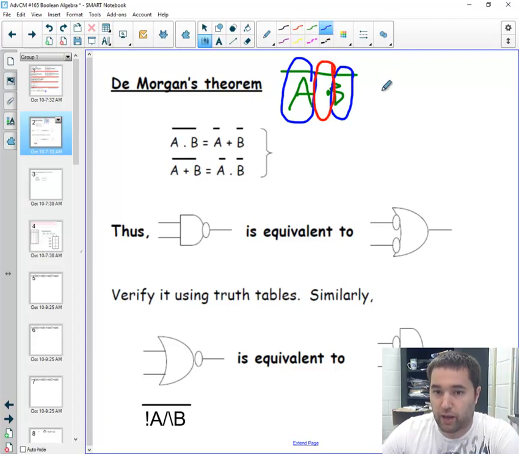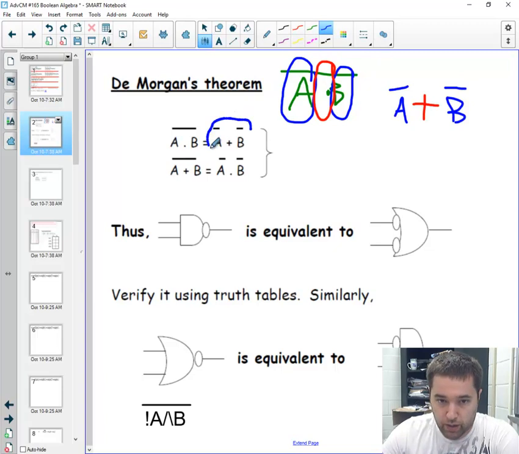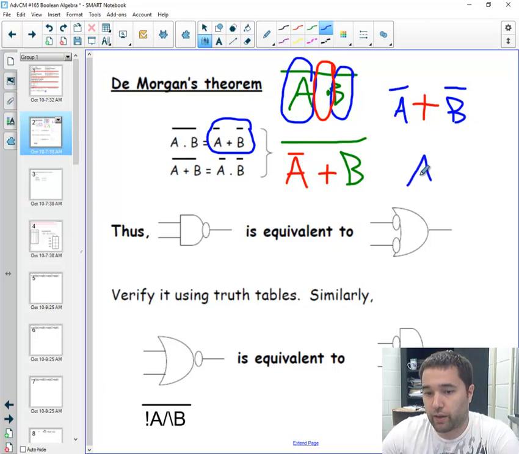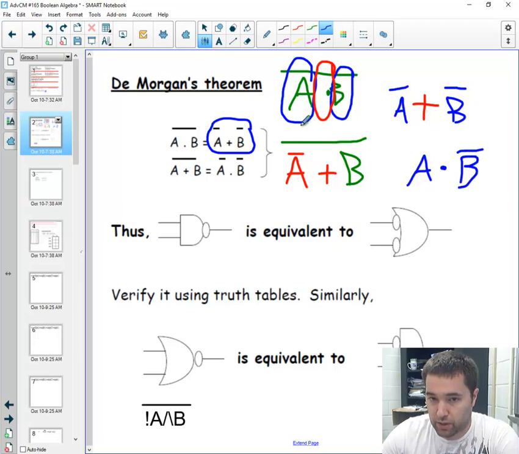So what's the opposite of A? Not A. What's the opposite of and? Or. And what's the opposite of B? Not B. And that's how I get this right here. Please realize it could be something like this, where you have not A or B inverted. What's the opposite of not A? A. What's the opposite of or? And. And what's the opposite of B? Not B. And vice versa. This not could go over here, and then this would not be there, so on and so forth.